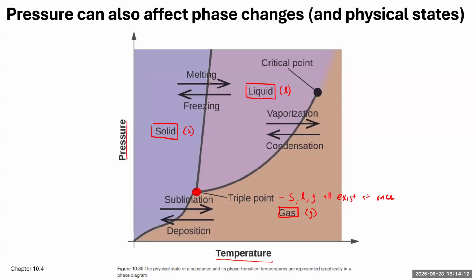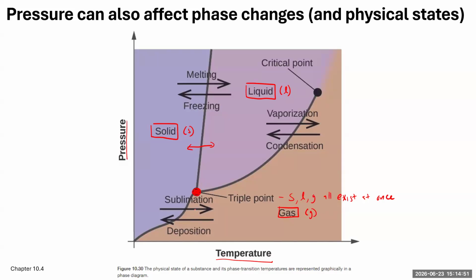Another feature of these phase diagrams is these transition points. This is the transition point between solid and liquid. If you go to the right, it's melting. If you go to the left, it's freezing. Here is vaporization. Vaporization is when a liquid turns into a gas. Condensation is where a gas turns into a liquid. Like the condensation on a cold drink on a hot day: the molecules in the air turn back to liquid on your container.